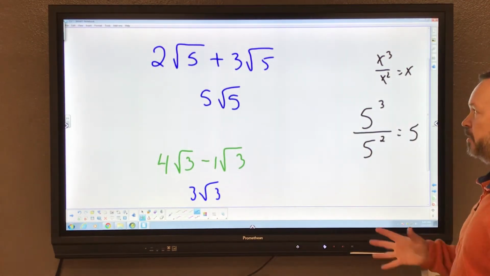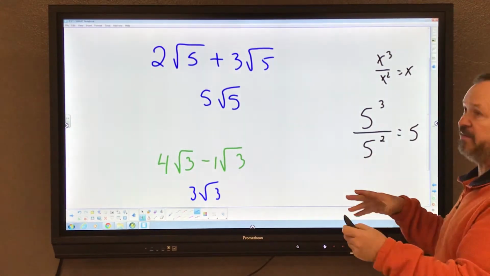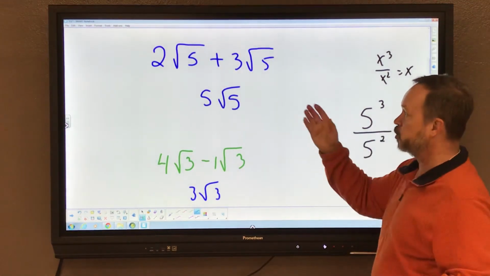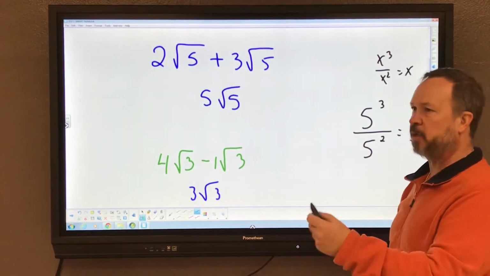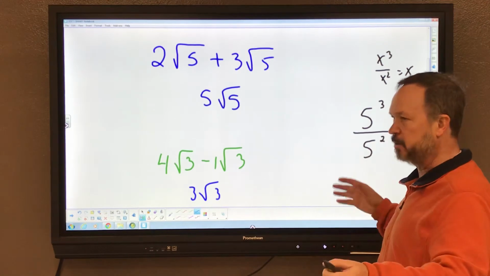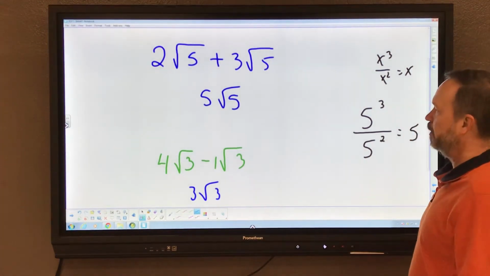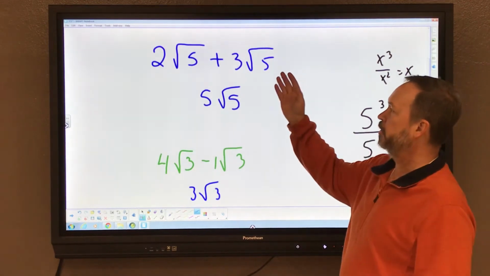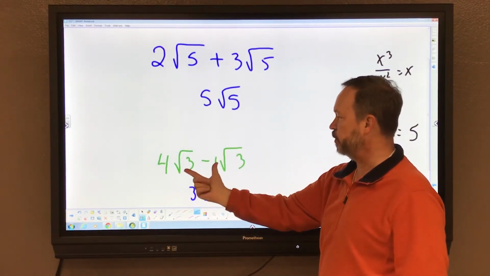What we're doing here is keeping our radical, and one of the things that we said in Algebra 1 is we have to have like radicals. So it has to be the square root of 5, the square root of 5, the square root of 3, the square root of 3. You can't be doing a square root of 3 plus the square root of 5 and make the square root of 8 or something weird. You can't do it. So what you do is you keep the radical, work with the coefficients. In this case, we're adding them. In this case, we're subtracting them.